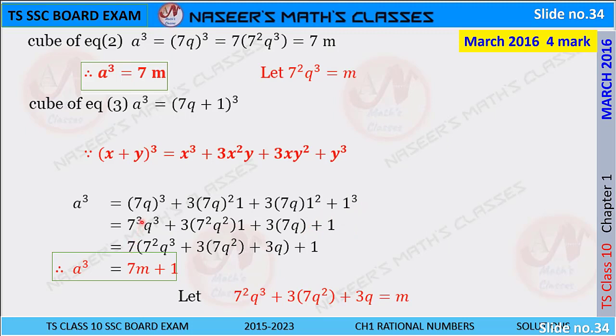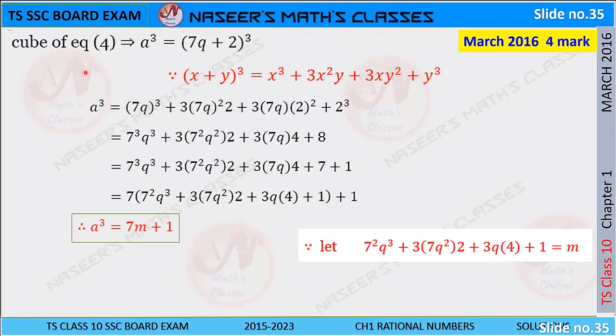And (7q) whole cube is written as 7 cube q cube, plus (7q) whole square written as 7 square q square. In these three terms we can take out a 7 common, then we can write 7 times of 7 square q cube plus 3 times 7 into q square plus 3q. So let 7 square q cube plus 3 times 7q square plus 3q be equal to m. Then we can write a cube is equal to 7m plus 1.